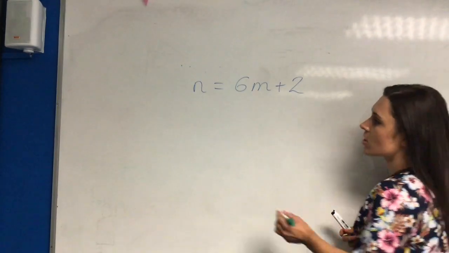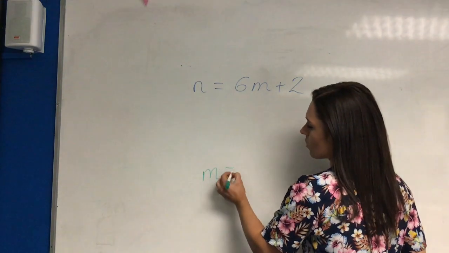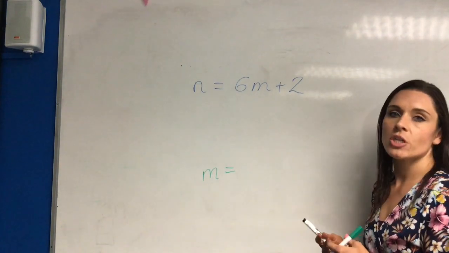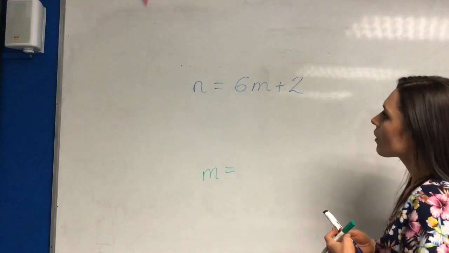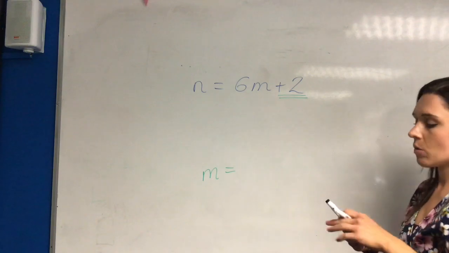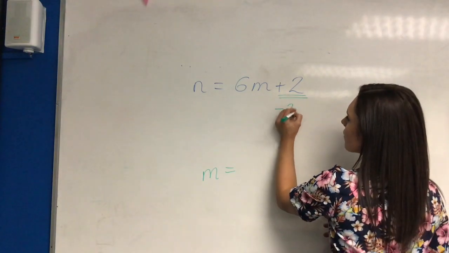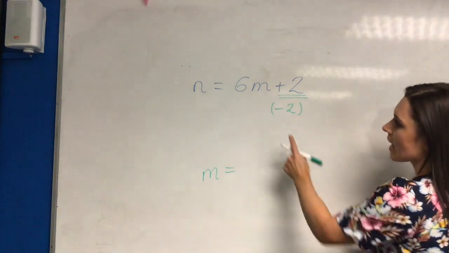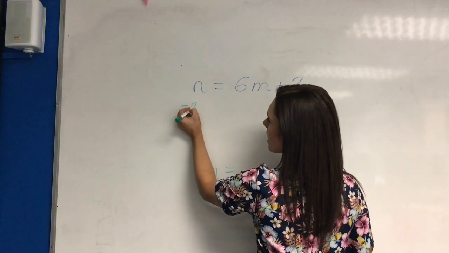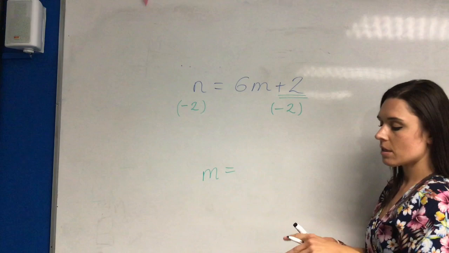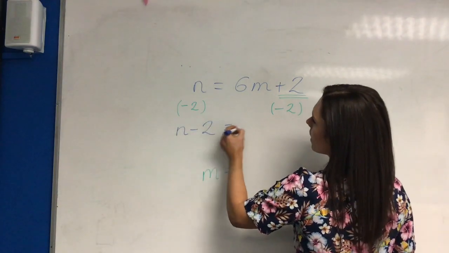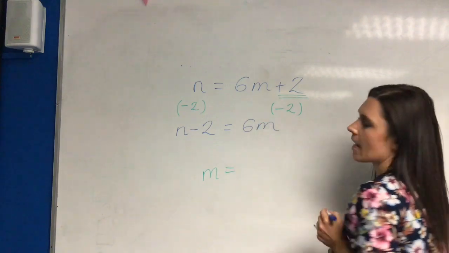Here we want to get to m equals. This is making m the subject. So we need to rearrange our equation. First of all, I'm going to sort out this plus 2 on the end by minusing 2 from this side. If I minus 2 from this side, I must minus 2 from this side to keep my equation balanced. So my next line of workings would be n minus 2 equals 6m.